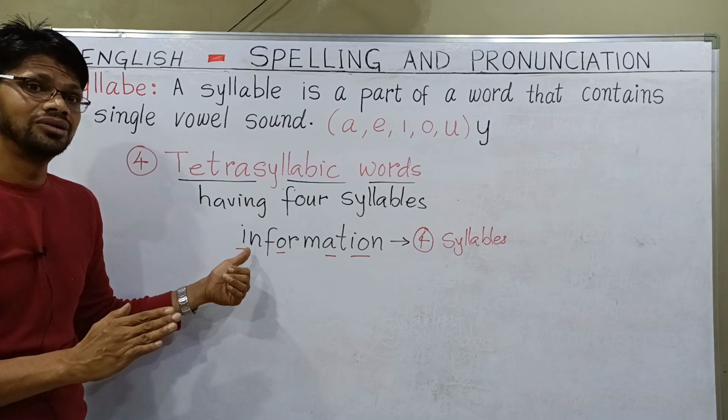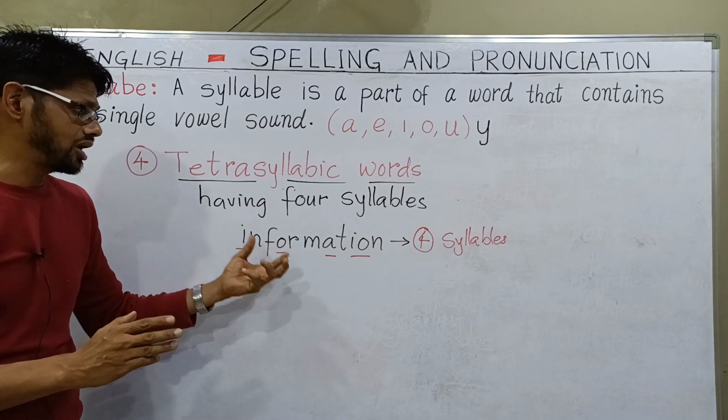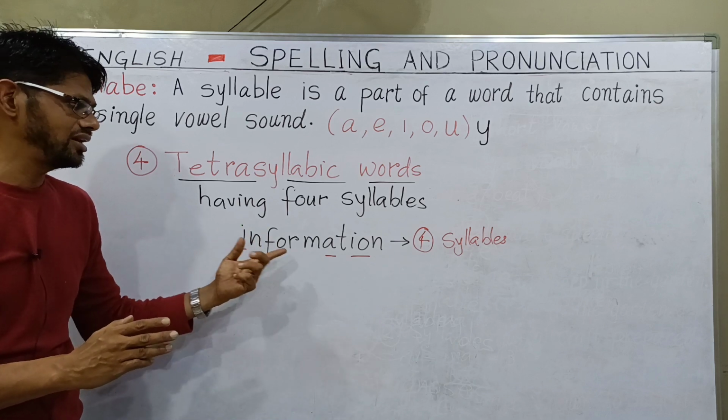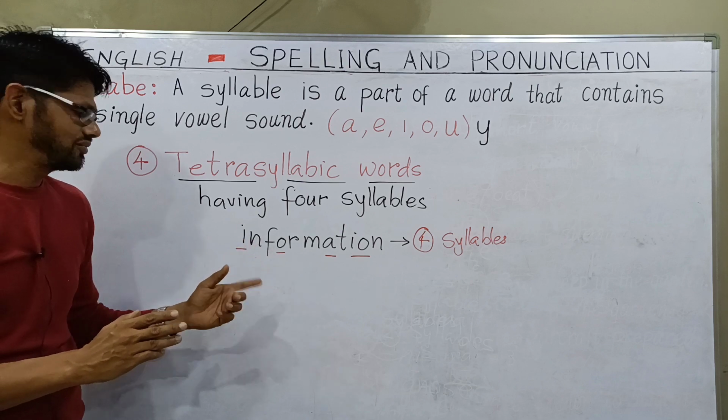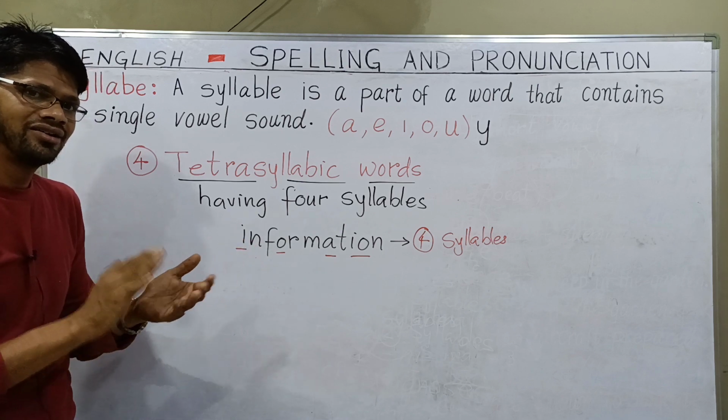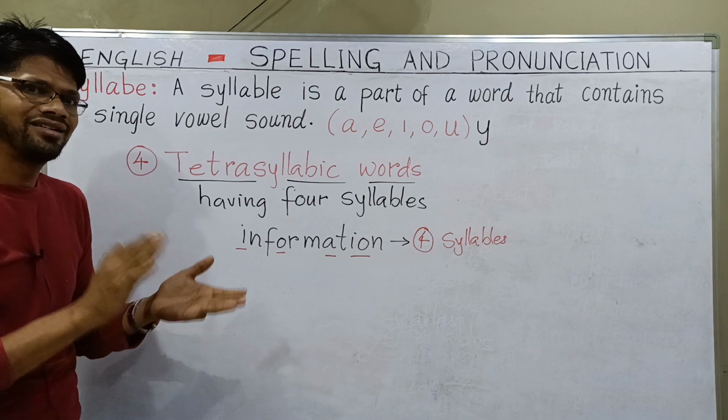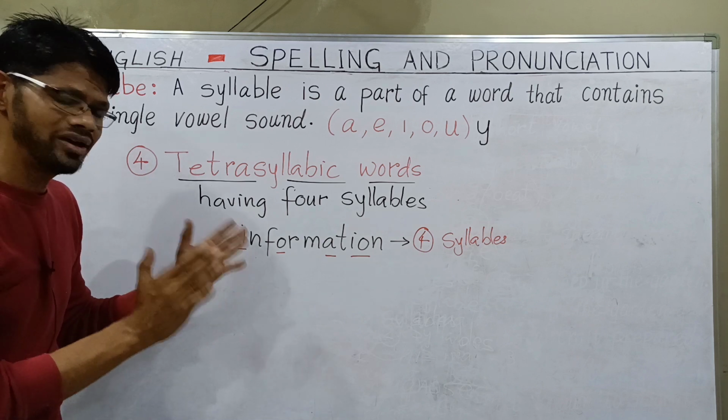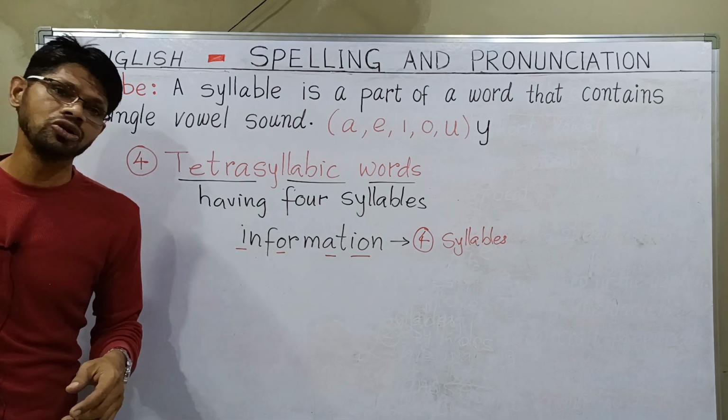Clap and get an idea about how many vowel sounds are there in the words. For example, in, for, me, tion. So very easy, very simple. So let me give you more examples.